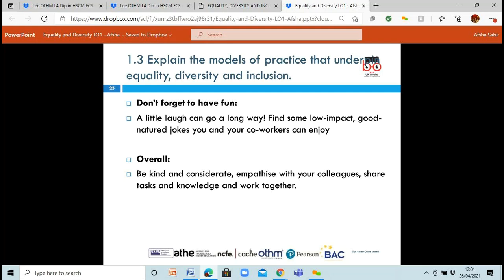So be considerate, empathize with your colleagues, share your tasks, share your knowledge, work together. There might be a time when you're not feeling well and somebody else might step up and do a little bit more work than normal. Then another day you'll return the favor and you'll be like, right, you looked after me when I was ill, I'm going to look after you now. And then you just work together.